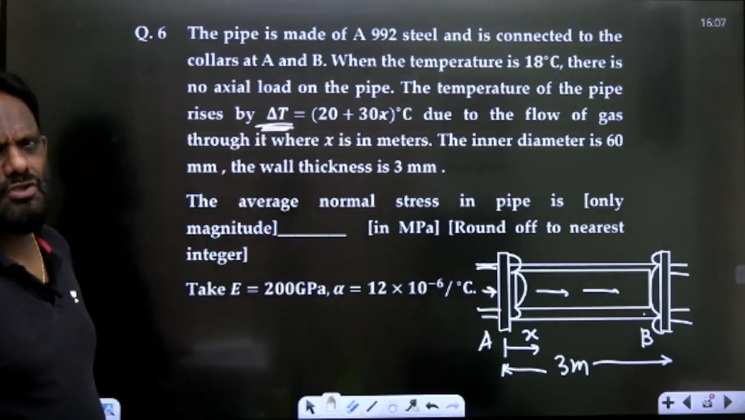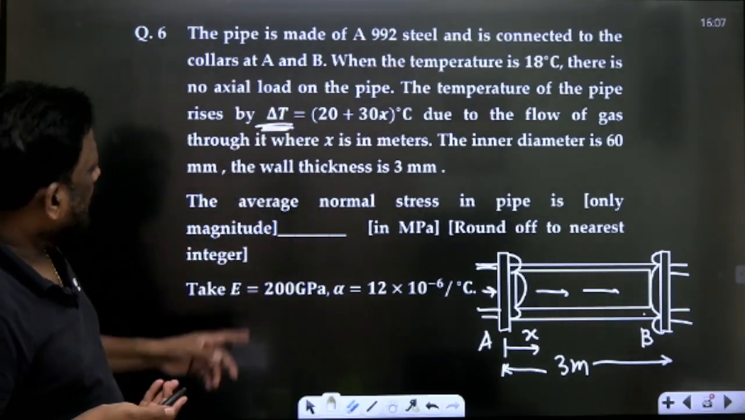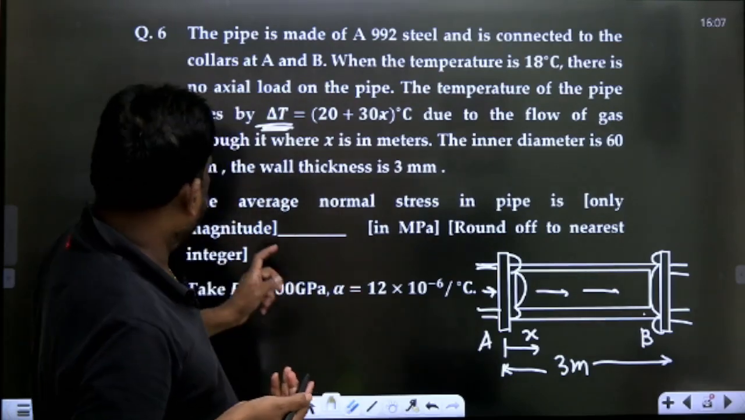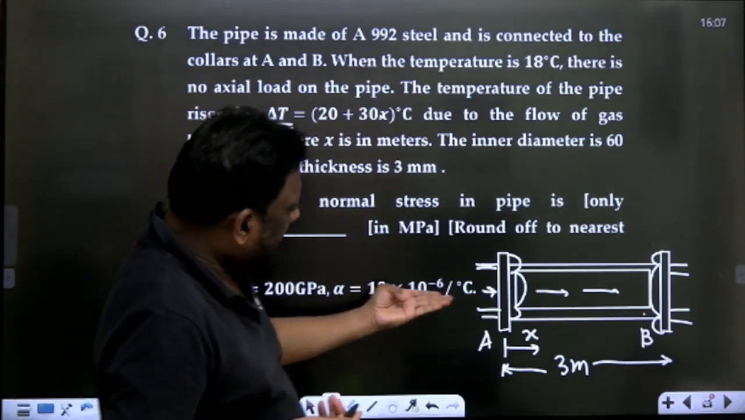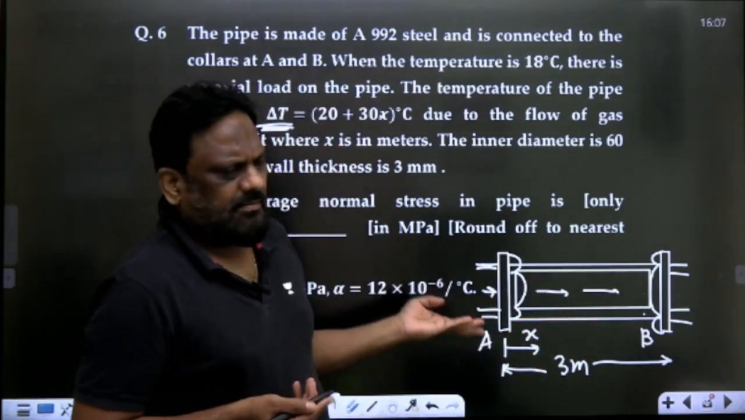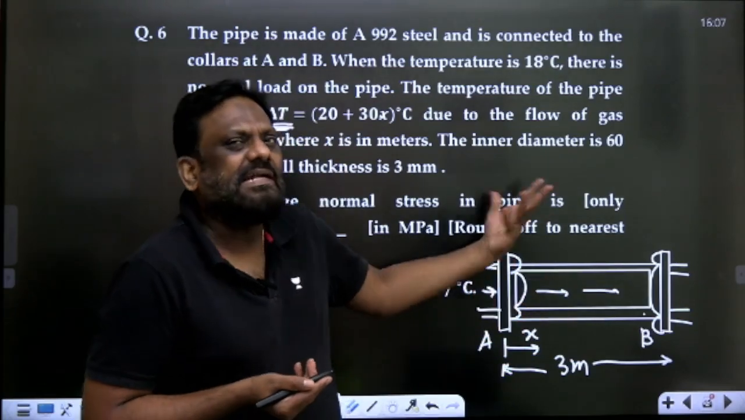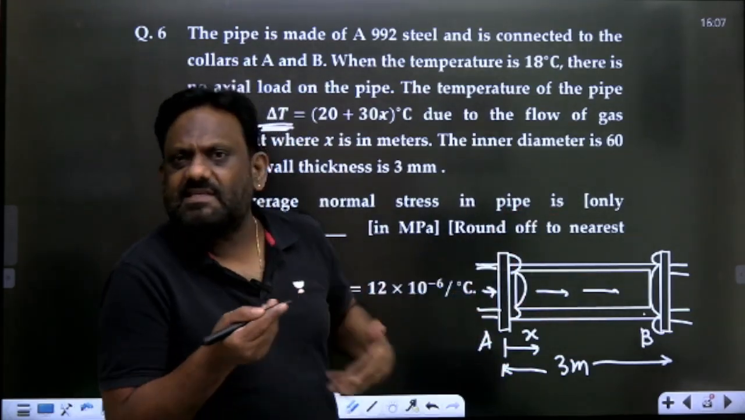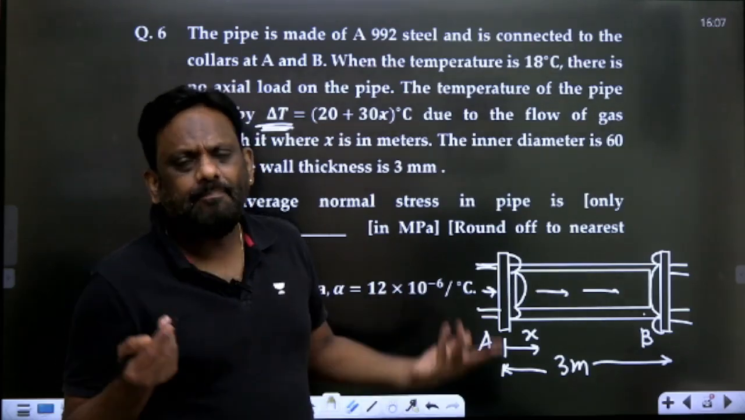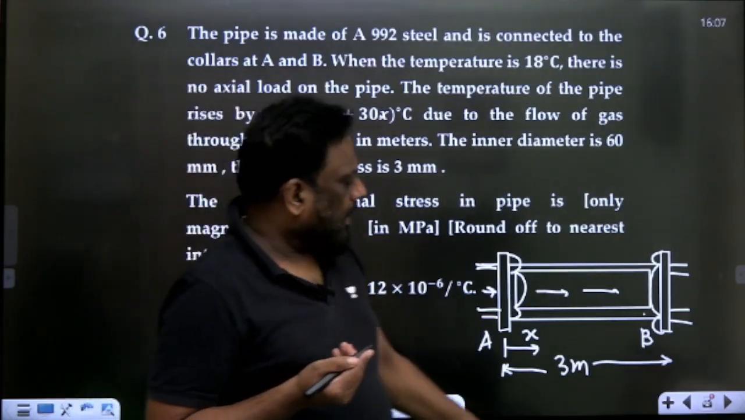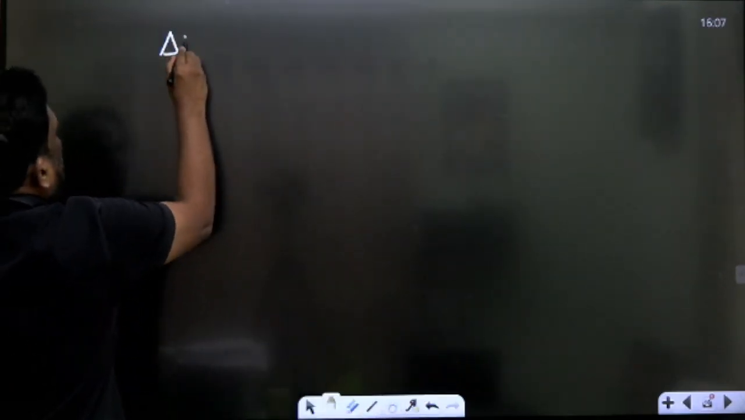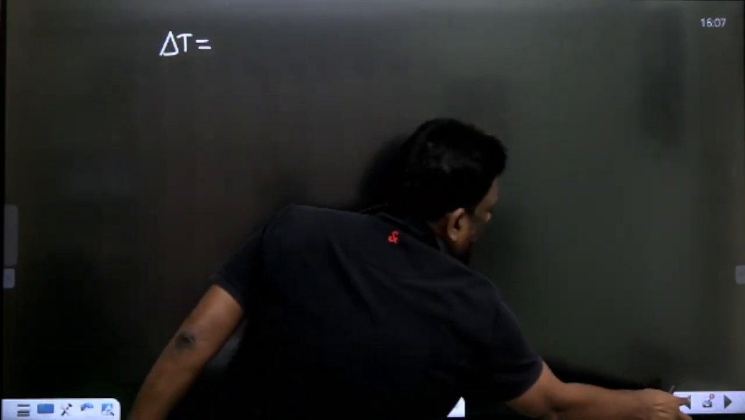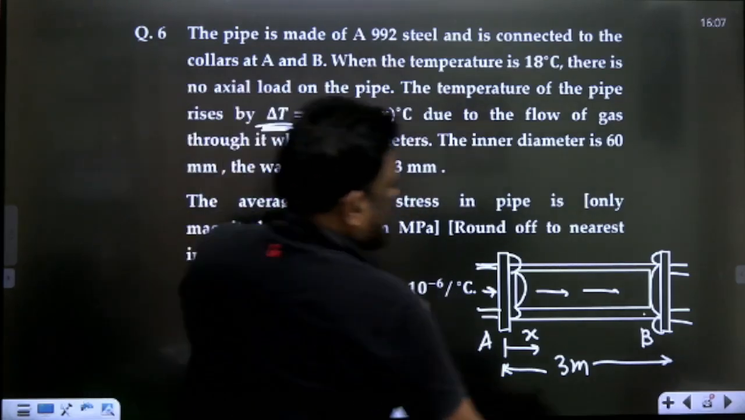What will we do? Again it is the same, no rocket science. But what is asked here, sir? Stress in the pipe is asked. Some fluid is flowing, because when the fluid is flowing there will definitely be heat transfer, because of that the temperature is changing, so it is a non-uniform heating. So again the logic is the same. What is delta T given in the problem, sir? Delta T is given as 20 plus 30x.